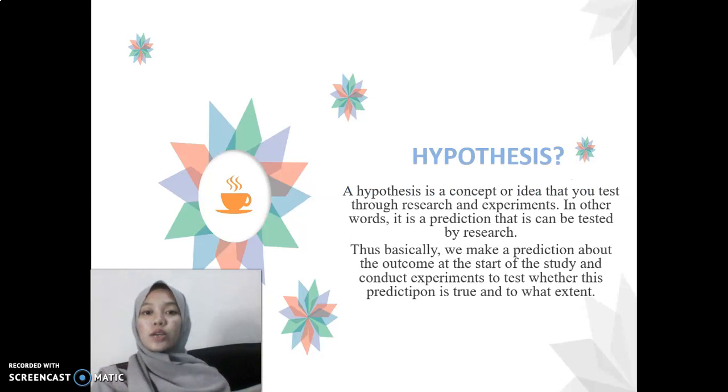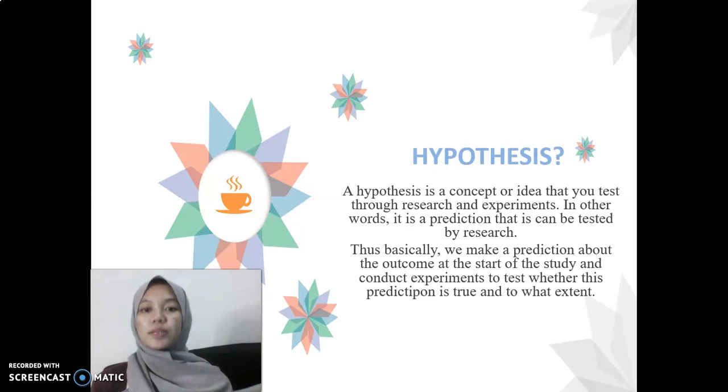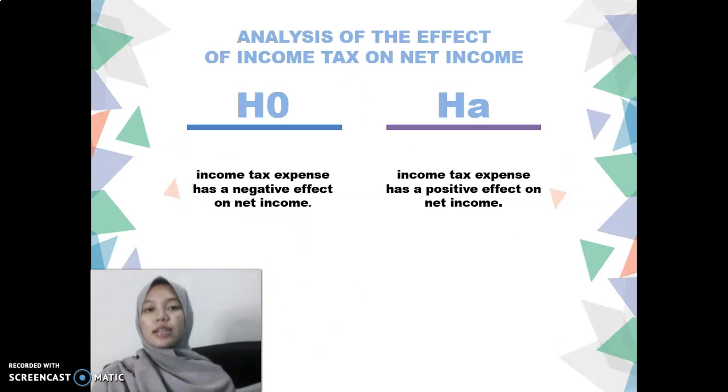And then we know that hypothesis is part of scientific method. So we have to know the meaning of hypothesis first. A hypothesis is a concept or idea that you test through research and experiments. In other words, it's a prediction that can be tested by research. Thus, basically, we make a prediction about the outcome at the start of the study and conduct an experiment to test whether this prediction is true and to what extent.